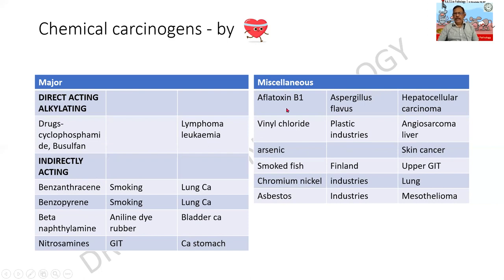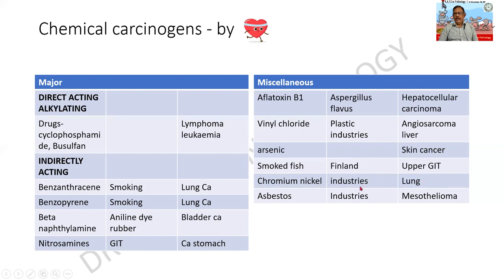Aflatoxin B1 caused by Aspergillus flavus resulting in hepatocellular carcinoma. Vinyl chloride of the plastic industries resulting in angiosarcoma. Arsenic, it can be topical application also which can lead to a skin cancer. Smoked fish, more common in countries like Finland, resulting in malignancy of upper GIT. Chromium, nickel, etc. They are common in the mining industries and they can cause lung cancer.